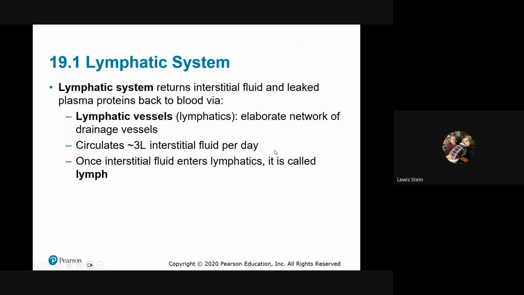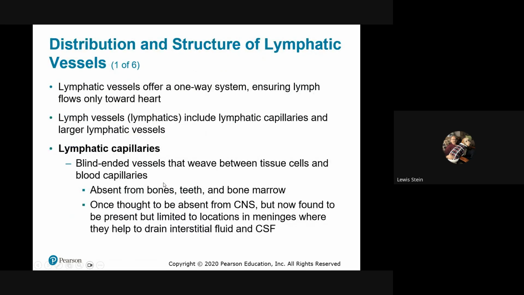So the lymphatic system returns interstitial fluid, leaked plasma proteins, heavy fatty laden substances, sometimes bacteria, virus, or other microorganisms, okay, via these lymphatic vessels. 3 liters is a lot. It's nearly a gallon. That's 3/4 of a gallon, more or less, of lymph. Okay, and then once it enters those, now it has become lymph that is there.